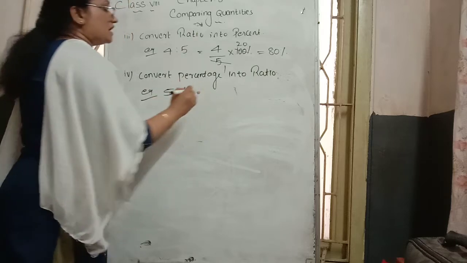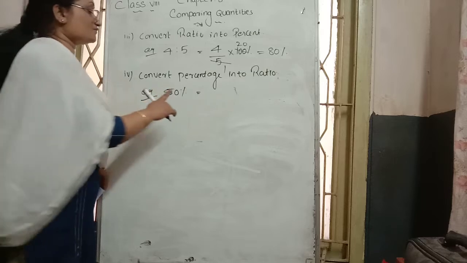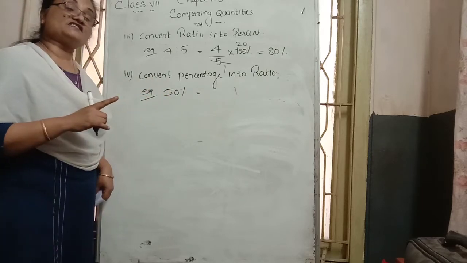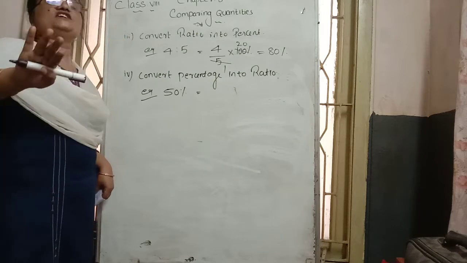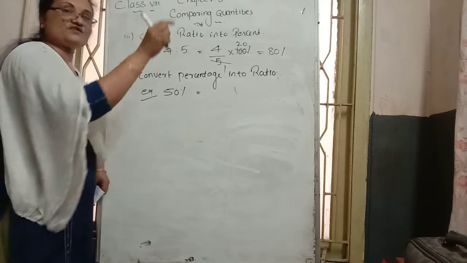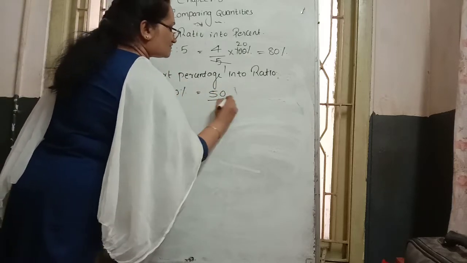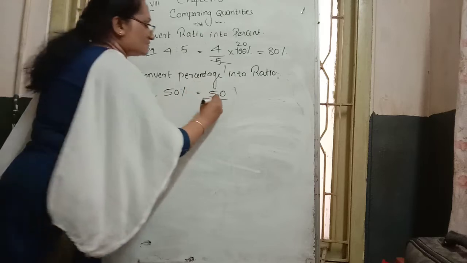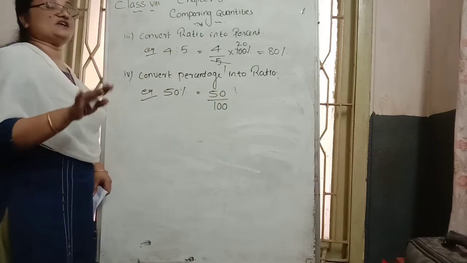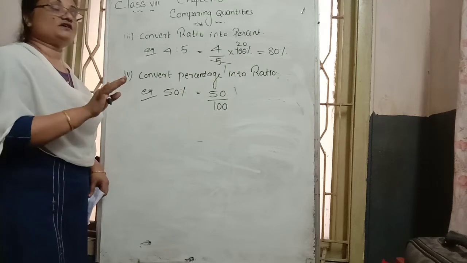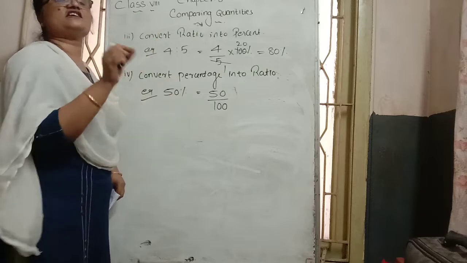First of all, earlier we learned our second rule, how to remove the percentage symbol: divide with 100 and remove the percentage symbol. First we write it in fractional form. So 50% we can write as 50 by 100, removing the percentage symbol. Then the simplest form. Cancellation is possible. After that, write the simplest form in ratio form.